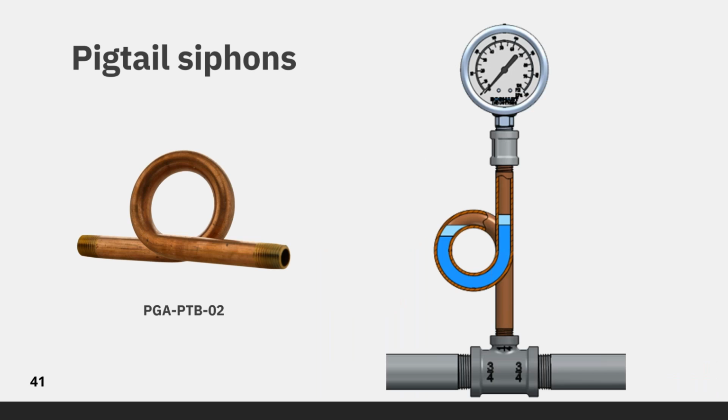Pigtail siphons protect the pressure gauge from hot pressure media, like steam, and reduce the effect of rapid pressure surges. The pressure medium forms a condensate and is collected inside the coil or pigtail portion of the siphon. The condensate prevents the hot media from coming in direct contact with the pressure gauge. These siphons are available in both steel and brass. When installing, these siphons should be filled with water or another suitable separating liquid.